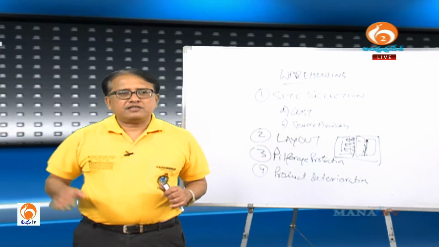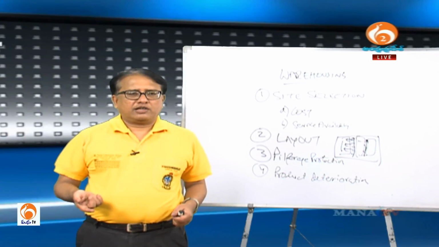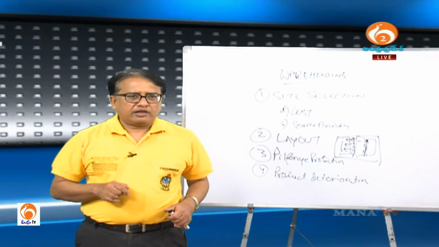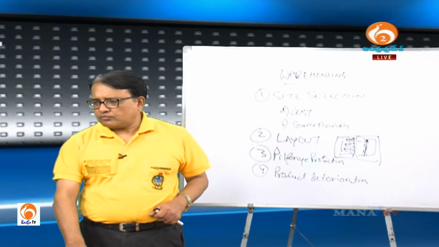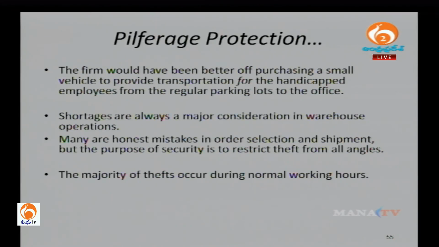So, this incident is the reason for which vehicles are not allowed within a particular area of the warehouse. The firm would have been better off purchasing a small vehicle to provide transportation. Many are honest mistakes in order selection and shipment, but the purpose of security is to restrict theft from all angles. The majority of the thefts occur during normal working hours.